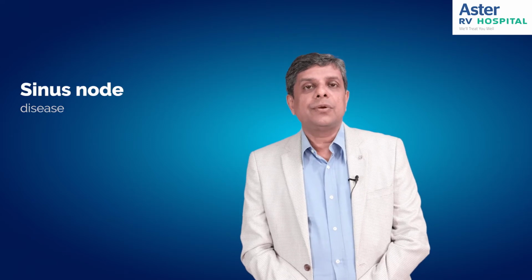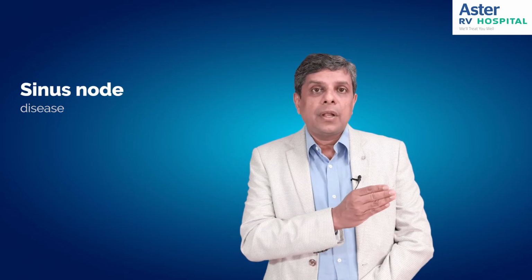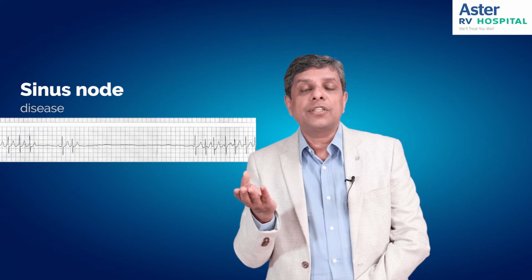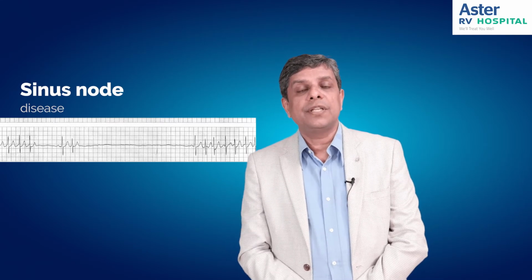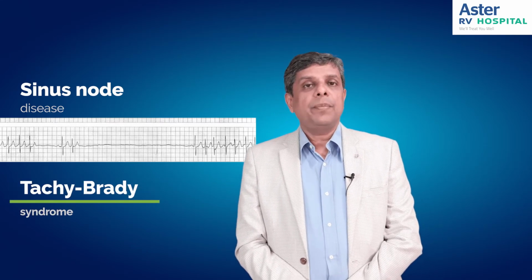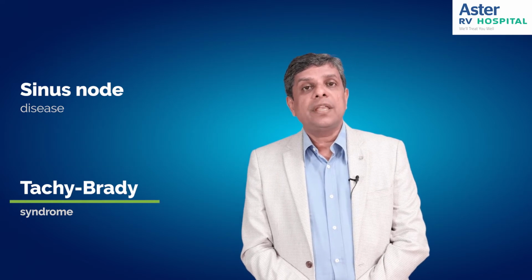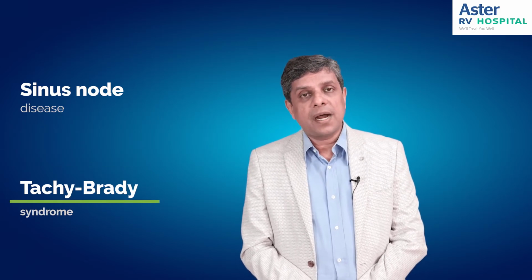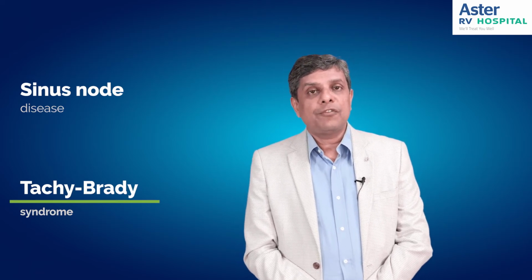Now many times sinus node disease also has other problems. Instead of slowing down alone, the sinus node also beats very fast. So you could have a combination of fast heart rate and slow heart rate in the same patient with sinus node disease. We call that tachybrady syndrome. So basically, if the sinus node is not giving enough impulses, the heart can slow down, and that's one of the times when we have to put in a pacemaker.